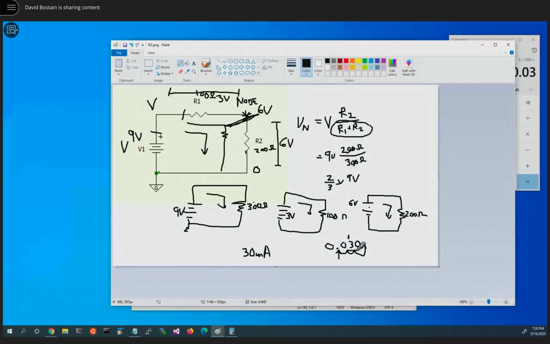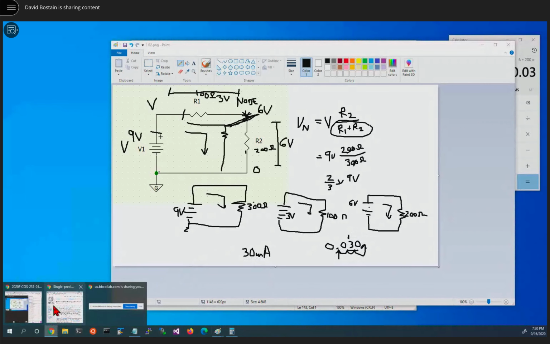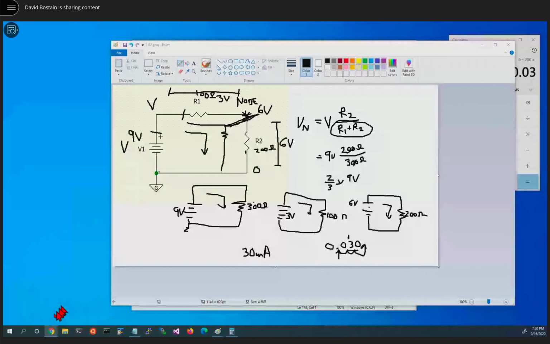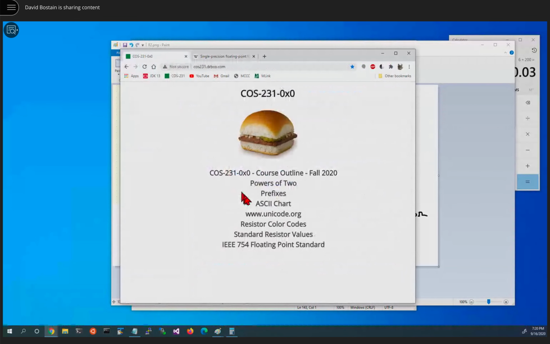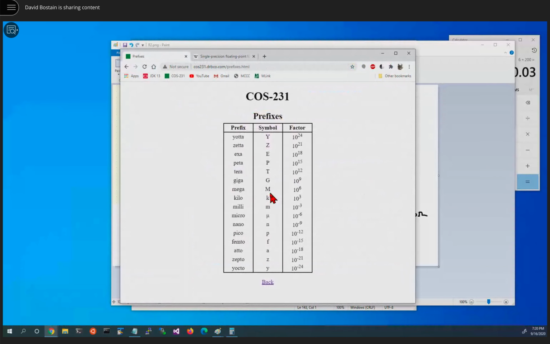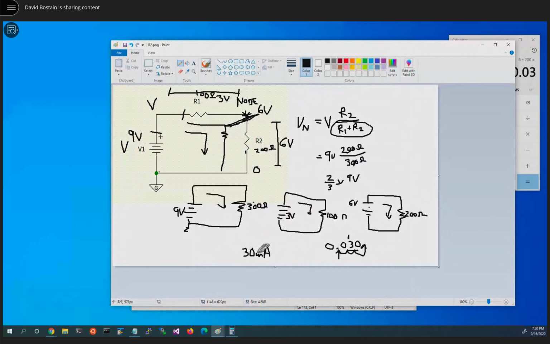And since we moved it 3 places in the make it smaller direction, we could go back to our web page. Whoops. We could go to our prefixes, which we've memorized the first few of. We could say, well, 3 is milli in the negative direction. So when I write the number down, I would write 30 milliamps. So the current here is 30 milliamps running through this. We solve any of the others, we'll see it's also 30 milliamps.